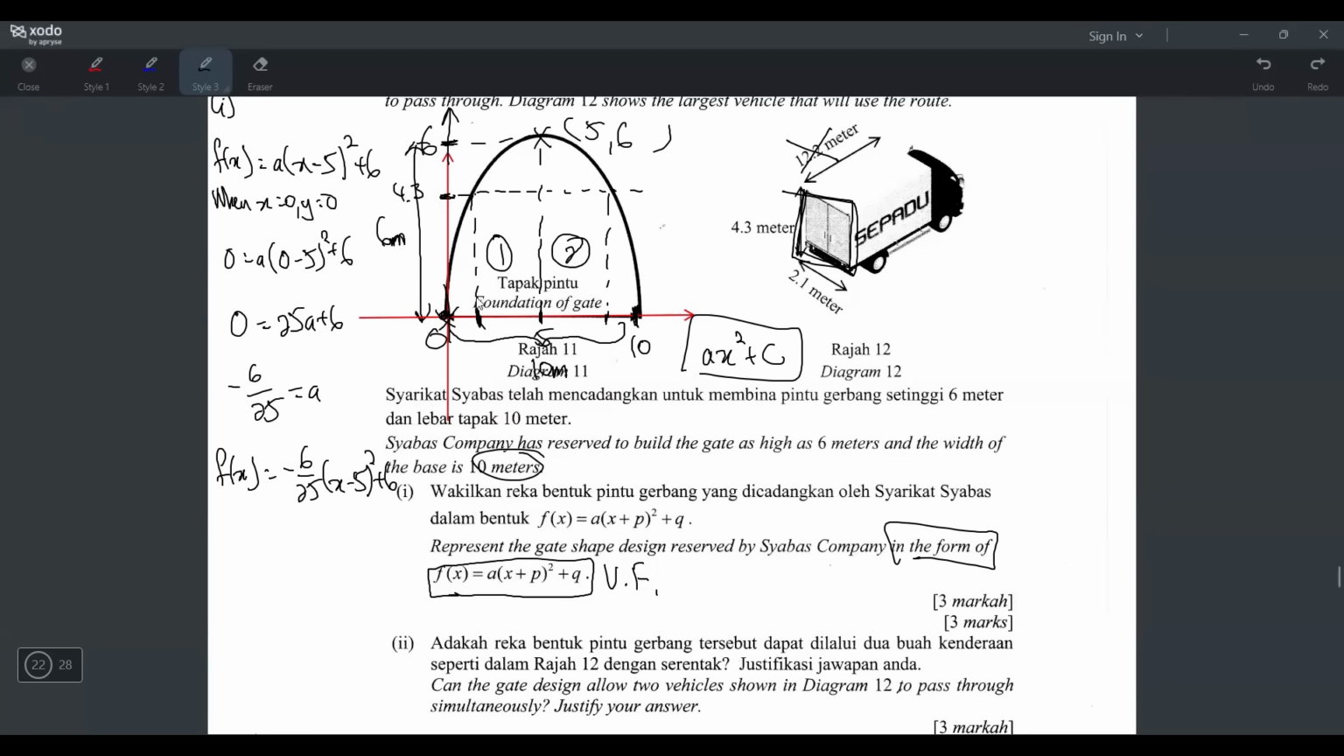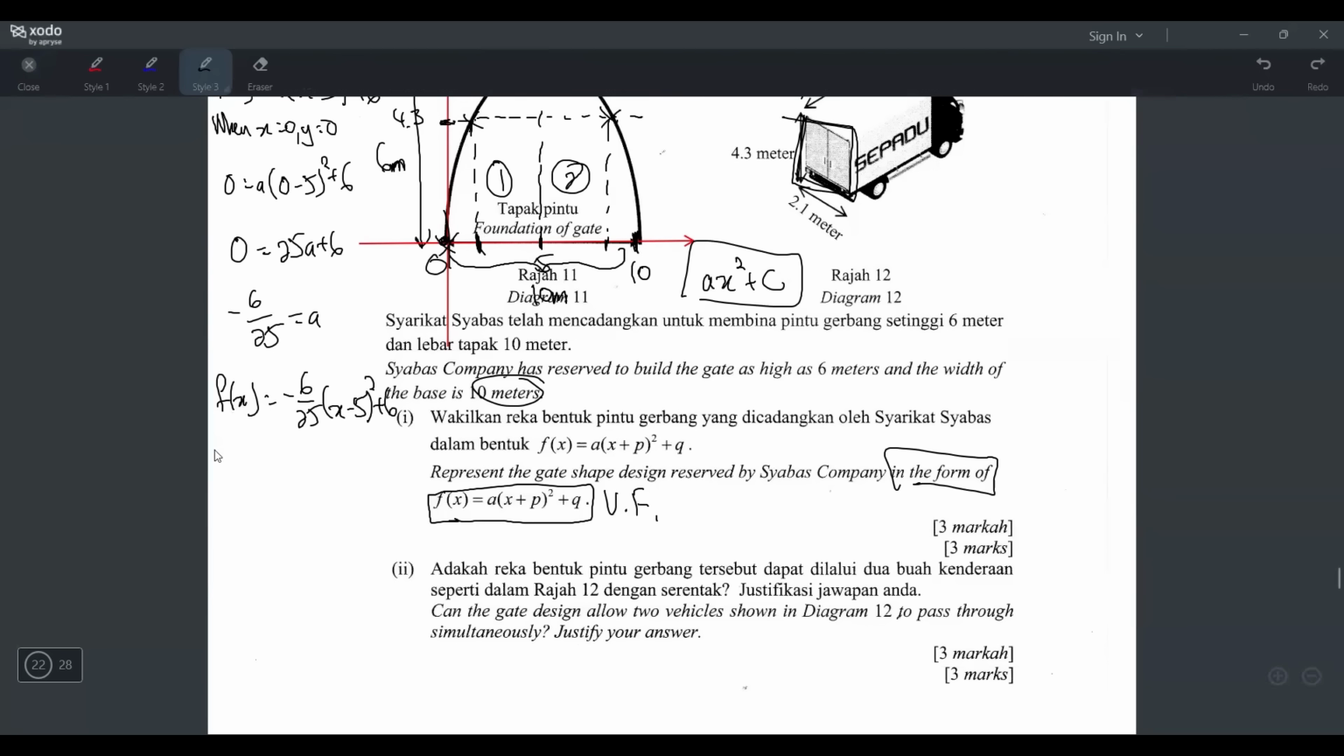We have to find out the width from here to here. Okay, this point the y coordinate is 4.3. This point also the y coordinate is 4.3. So I will sub 4.3 inside here to find the x value. And then I will know what's the value here. Then I can find out the width from here to here. Then I can know whether it can fit or not lah.